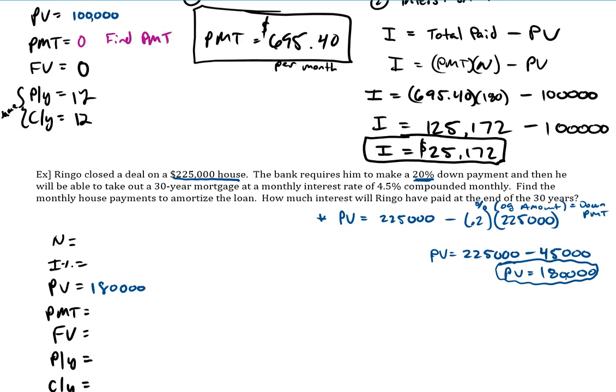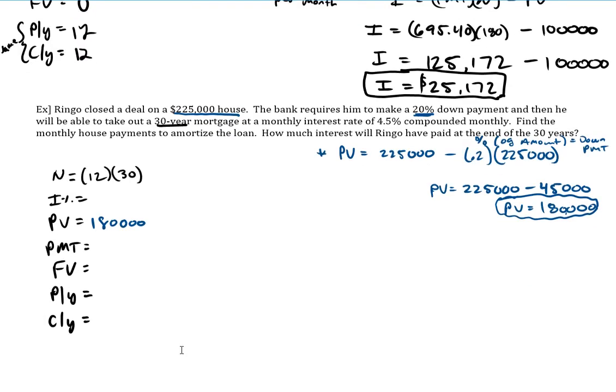So we've taken care of the down payment, and then it says he will be able to take out a 30-year mortgage. Usually I put the time second in the capital N, but it doesn't matter the order. But that is our time. At a monthly interest rate, so I could put 12 here, and 12 down there and 12 down there. So the monthly interest rate of 4.5%, so we've got the I percent right there. Compounded monthly, already taken care of.